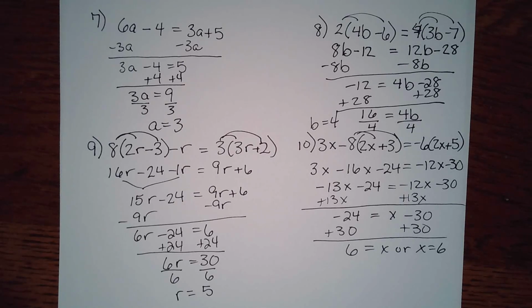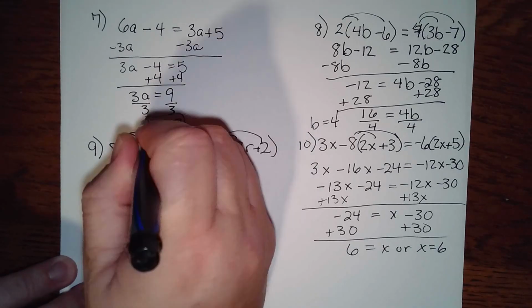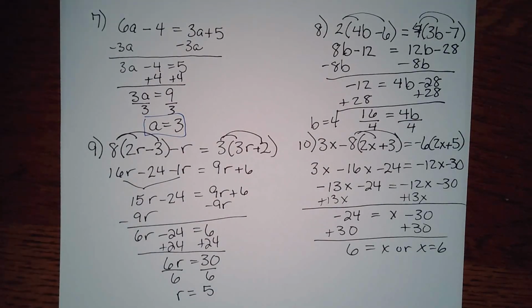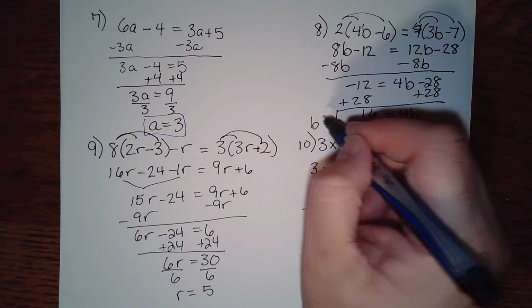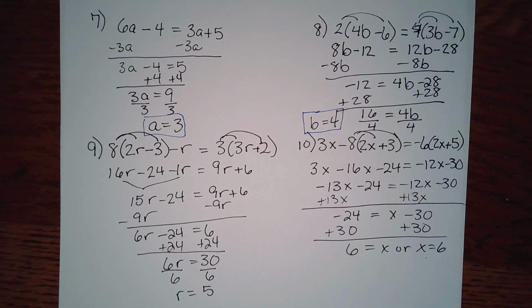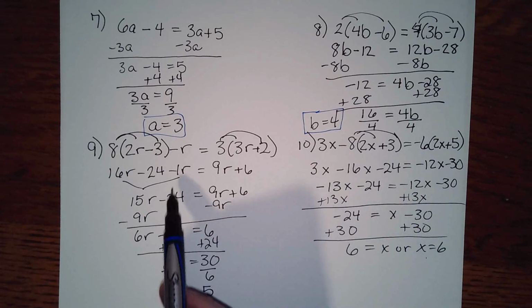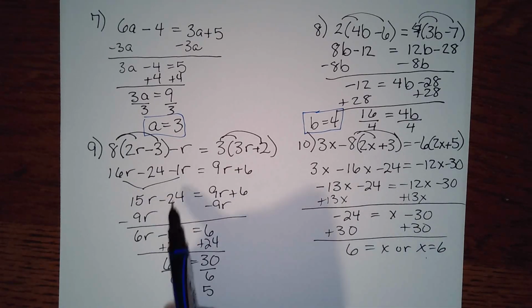Okay, let's see how we did. For the first one, you should have gotten A equals 3. So for number 7, you should have gotten A equals 3. Number 8, straightforward. Ran out of room down there, but B equals 4. Now 9 and 10 were a little more extensive, but nothing difficult. You had 2 distributive properties, and you had the negative 1R behind it. So what we had to do is take and combine that, make it 15, then take and start moving things across. So R should have been 5.